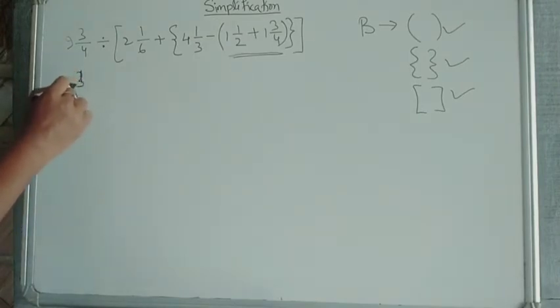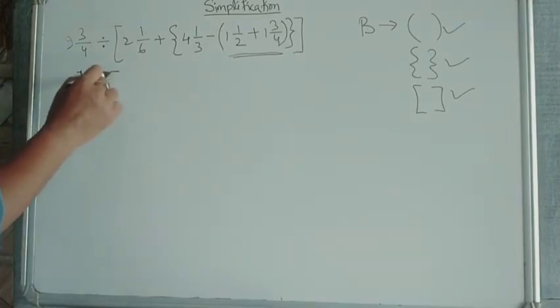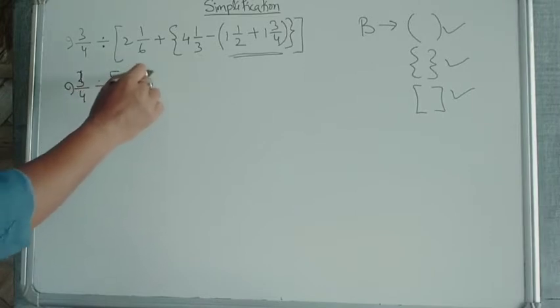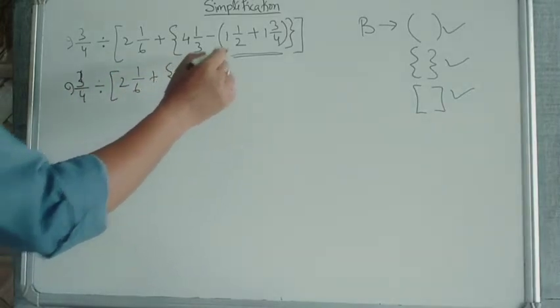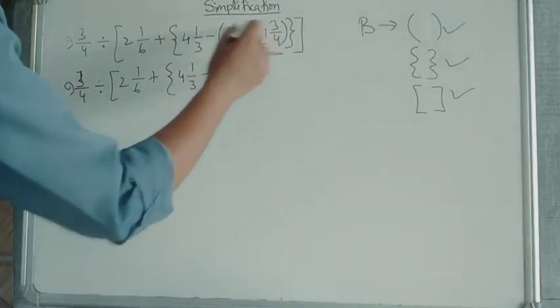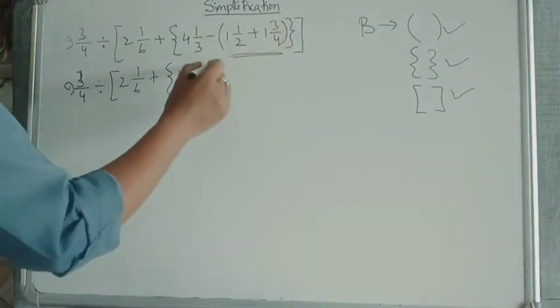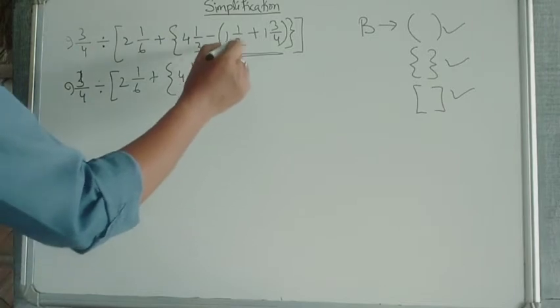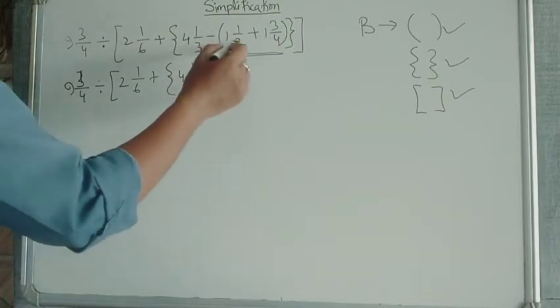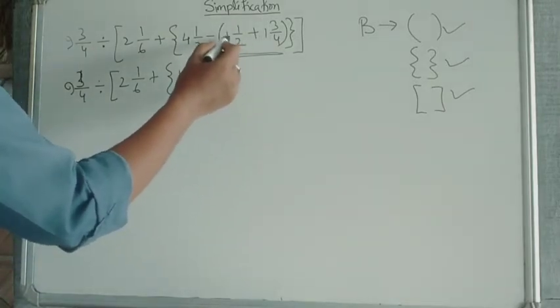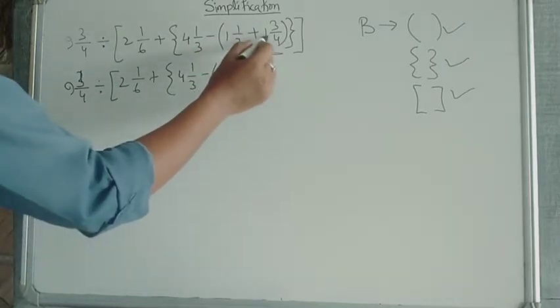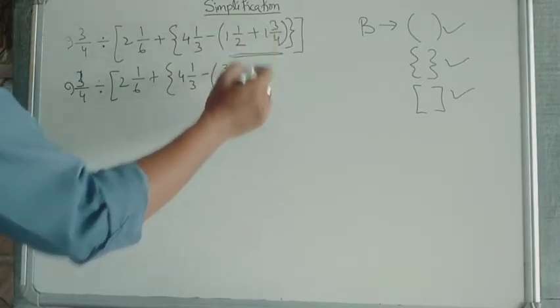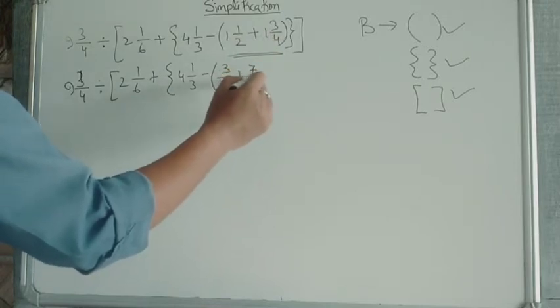3 by 4 divided by. So other things remain same. Now make it into a simpler form, fraction. From mixed fraction you make it into a normal fraction. 2 ones are 2 plus 1, 3 by 2. 4 into 1 is 4 plus 3, 7 by 4.